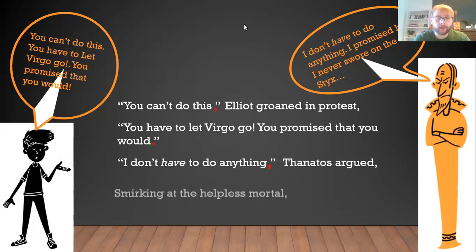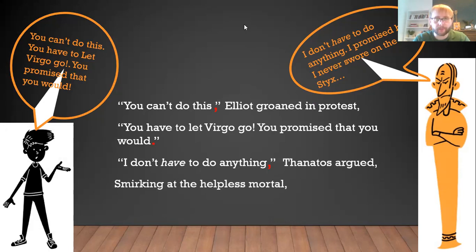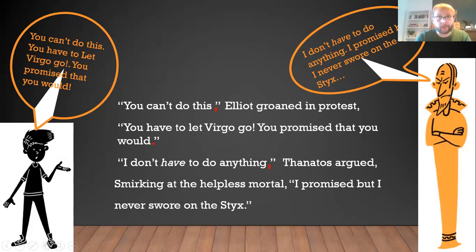Thanatos argued, smirking at the helpless mortal. "Thanatos argued" is still a front adverbial, so it still needs a comma. We then have "smirking at the helpless mortal," comma, because we're going to go back into the speech. "I promised, but I never swore on the sticks." And this time you'll see that we have put the full stop inside the inverted commas because Thanatos has finished speaking. We've then got everything he said in his speech bubble.